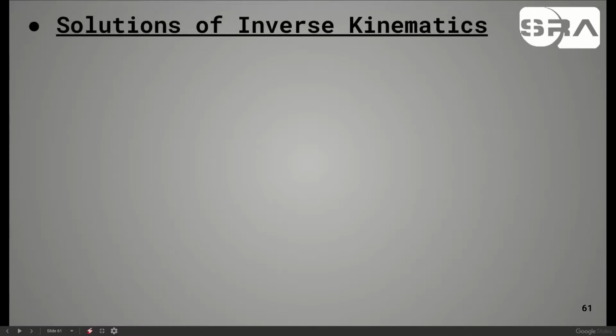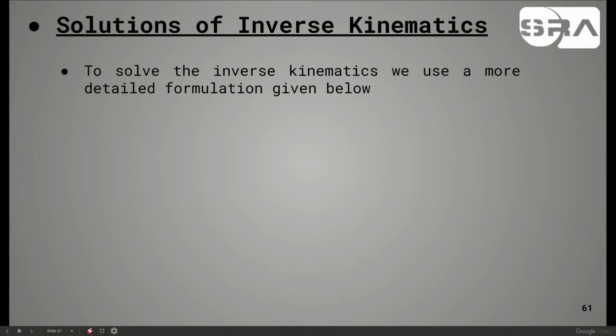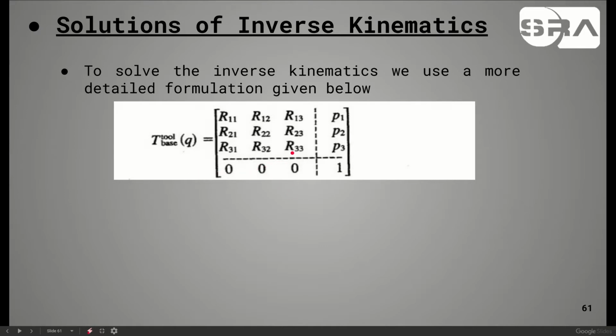Moving on, the solutions of inverse kinematics. To solve inverse kinematics, we are going to use the transformation matrix which we derived earlier in the forward kinematics part. The matrix looked something like this, wherein we had p1, p2, p3. These were the points. Basically p1 is actually x, p2 is actually y, p3 is z, where x, y and z are the coordinates of the end effector. Similarly, this r part is the rotational part. We will talk about this in the next slide.